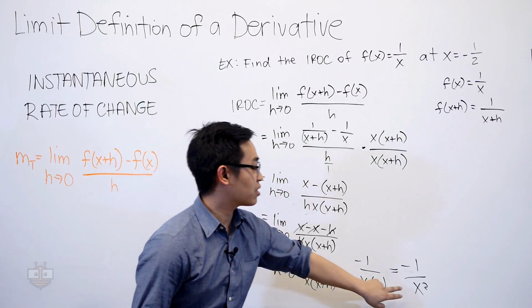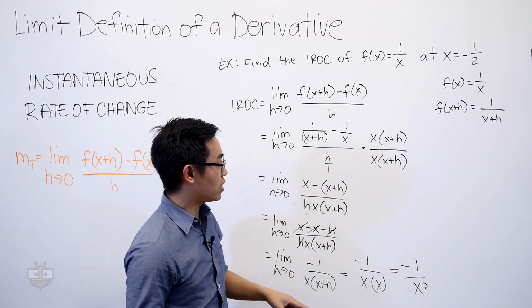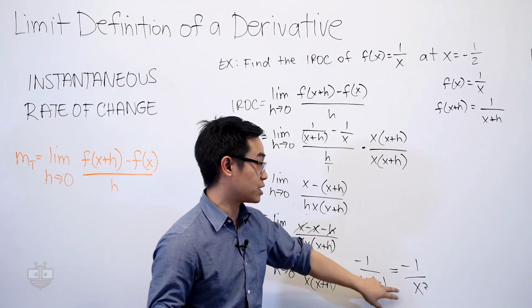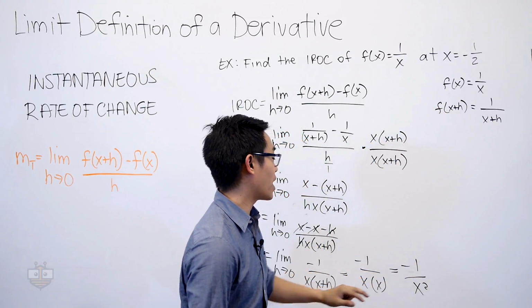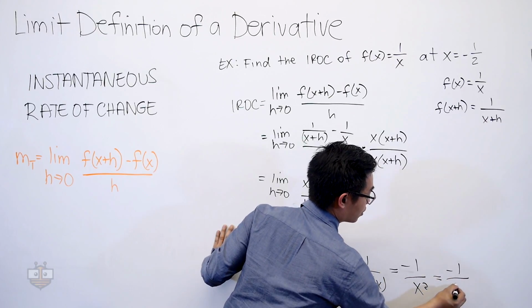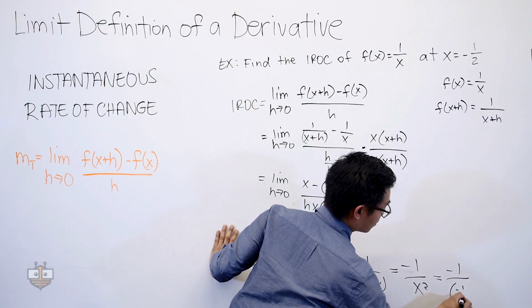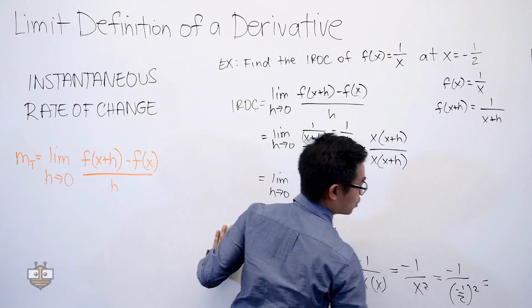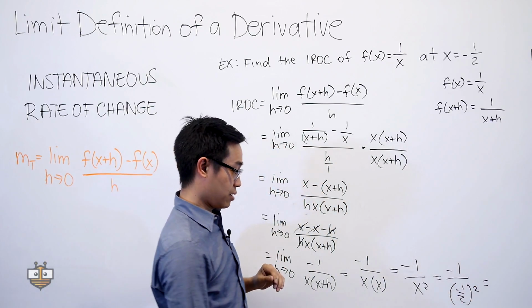When we sub in here, which one do we want to find? We want to find the value, or the slope of the tangent, when x is equal to negative 1/2. So let's sub in, and you get negative 1 over negative 1/2 squared. When you type that all into your calculator, you get negative 4.